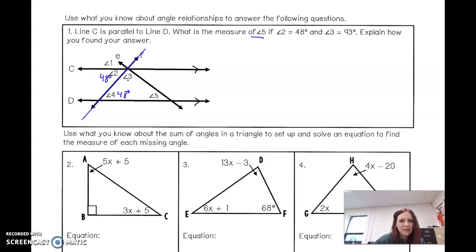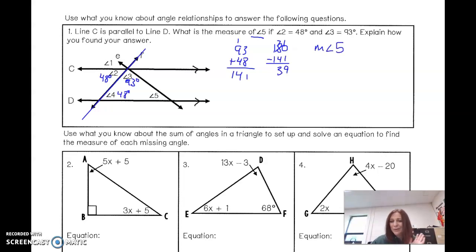It tells me angle 3 is 93. If I know 2 of the 3 angles in a triangle, can I find out the third one? Yeah. I am just going to add together 93 and 48. It's 141. And then I'm going to go 180 minus 141. That's 39 degrees. Okay, so the measure of angle 5, I know we haven't been using this little M a lot, but it's old school me using it. The measure of angle 5 equals 39 degrees.